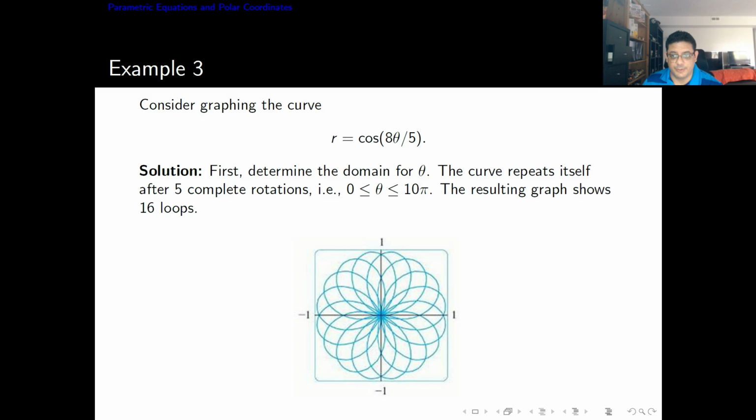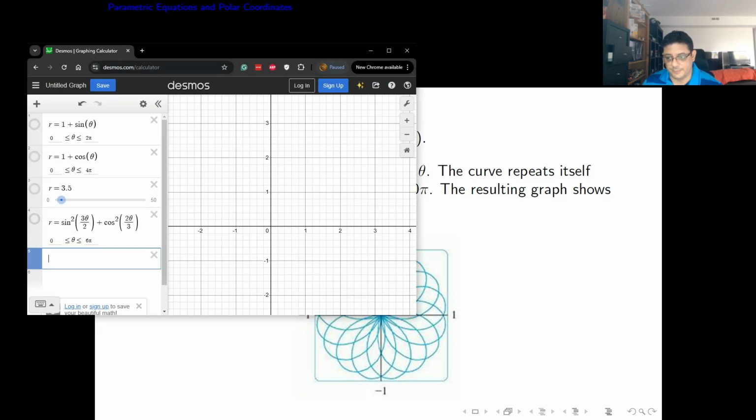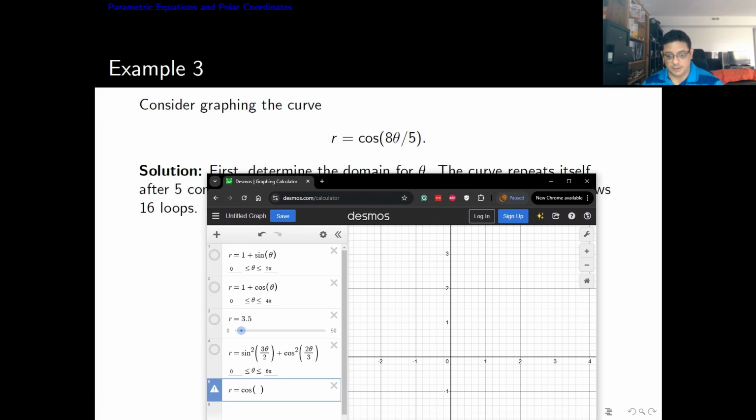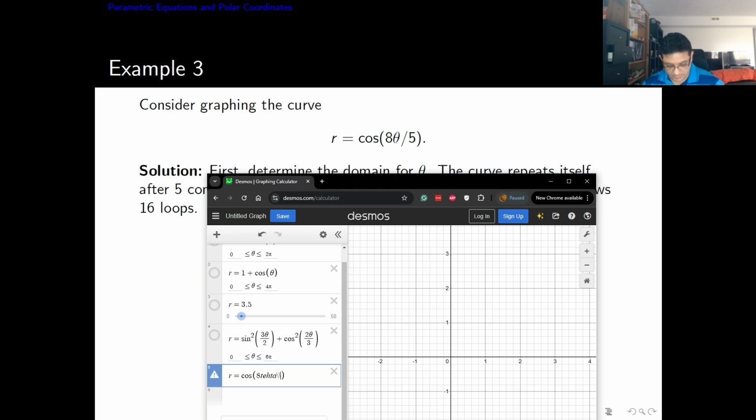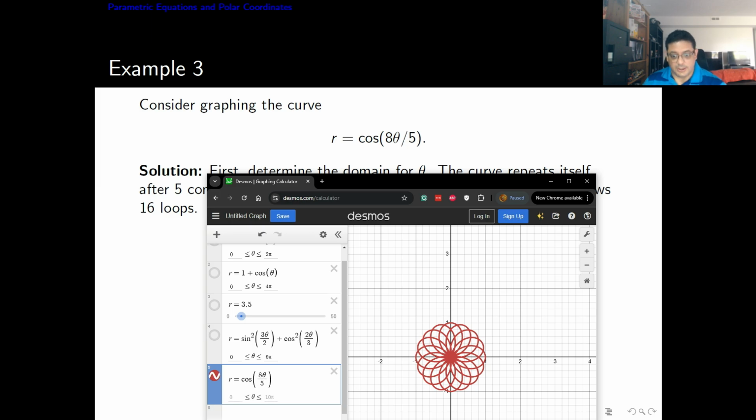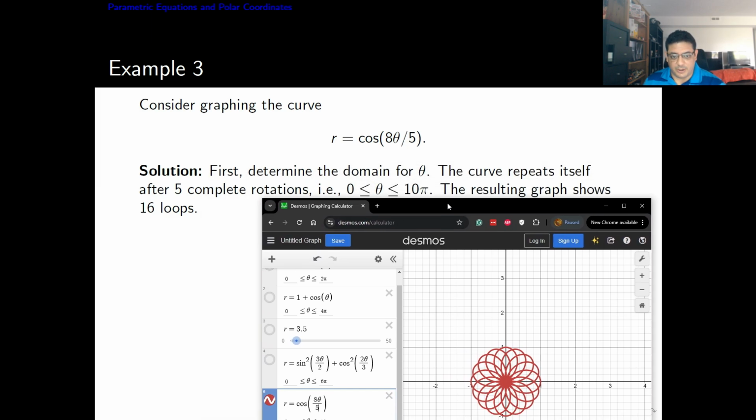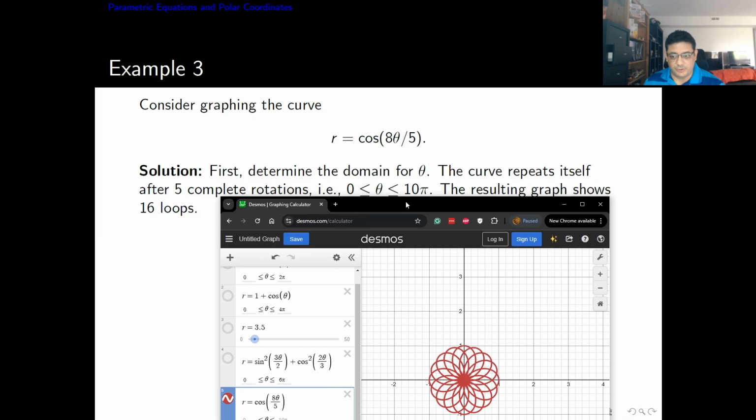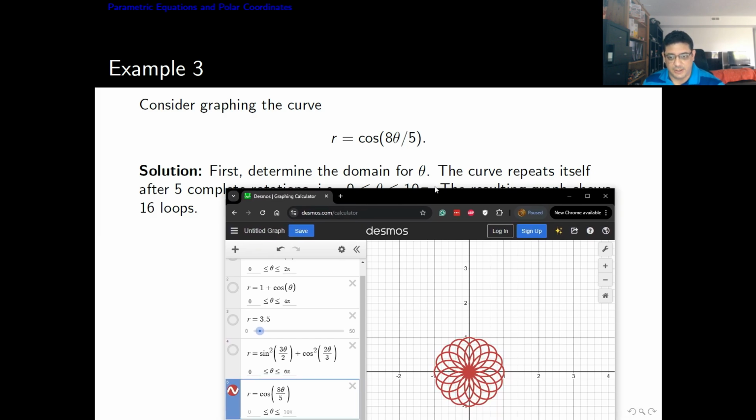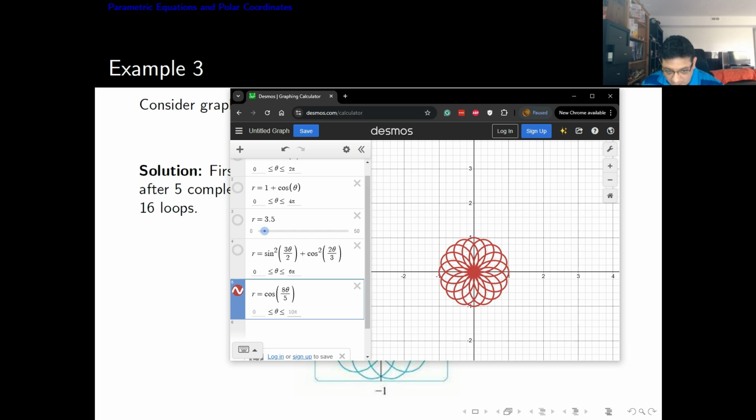Okay, one more example will be this graph of cosine of theta over 5, and this would be a cosine of theta over 5. So this looks like this, but obviously I have to determine the domain. The curve is going to repeat itself after 5 rotations, and this is something that is almost given immediately to me here. You can see 0 to 10 pi, which is 5 rotations of 0 to 2 pi.